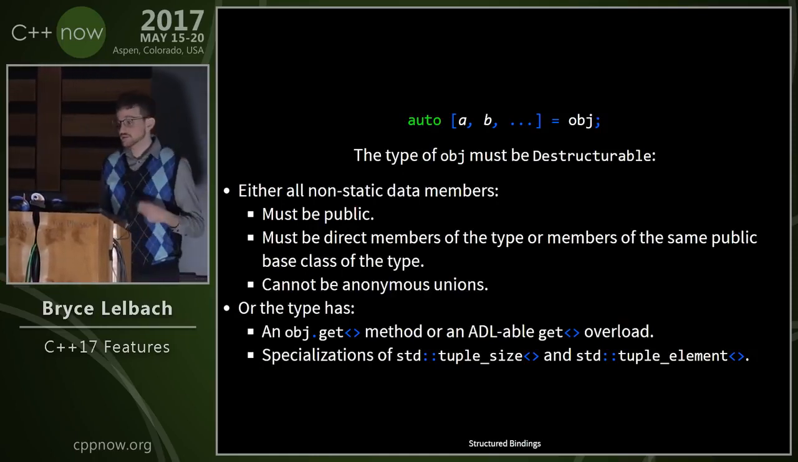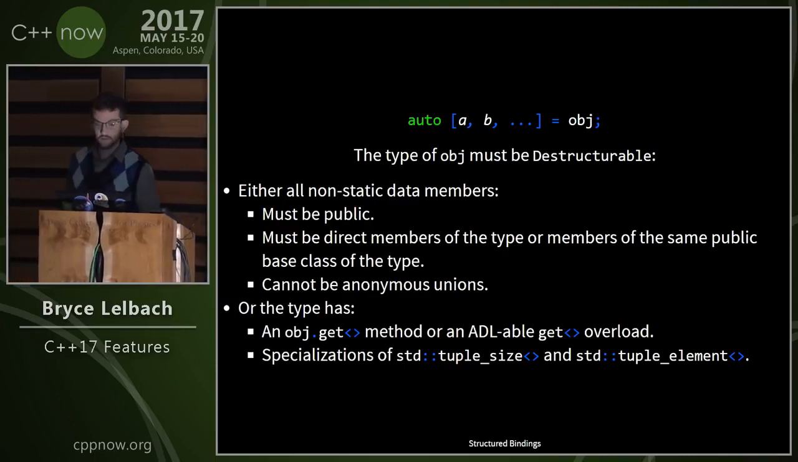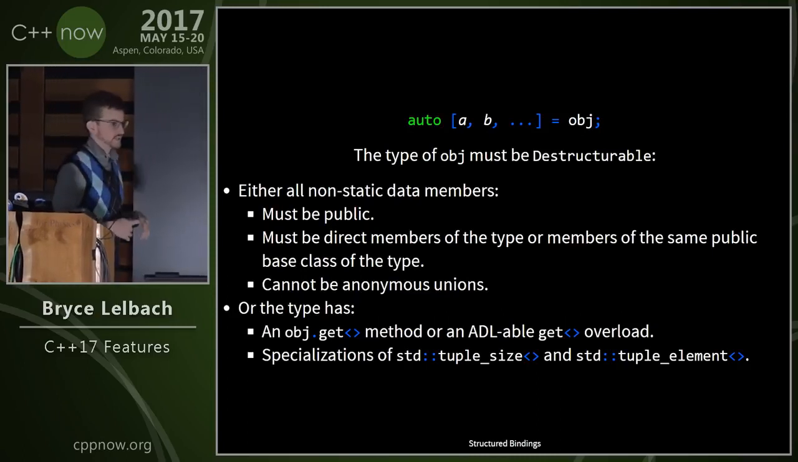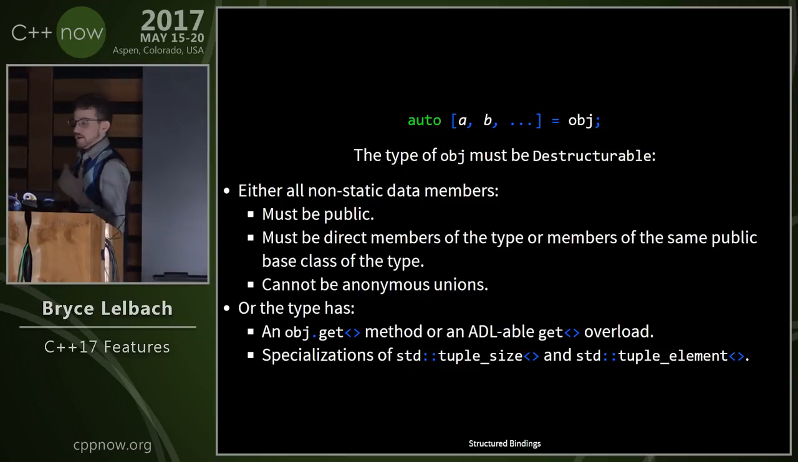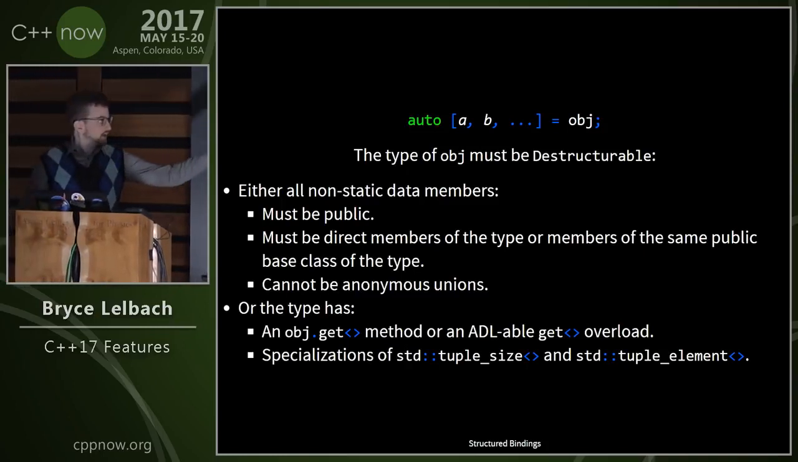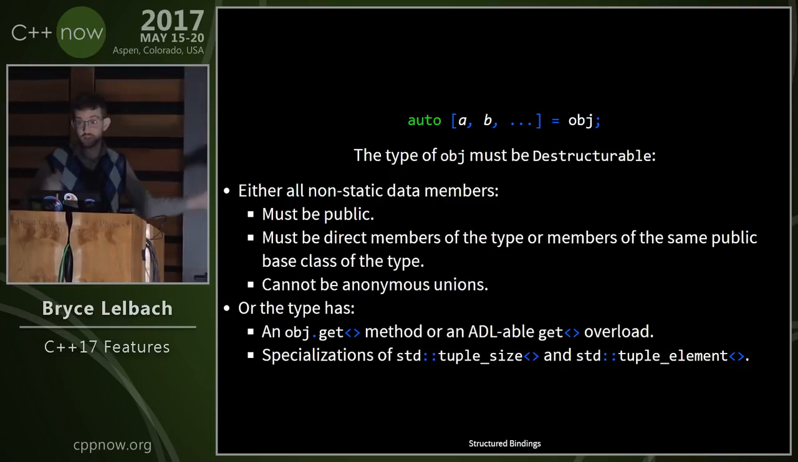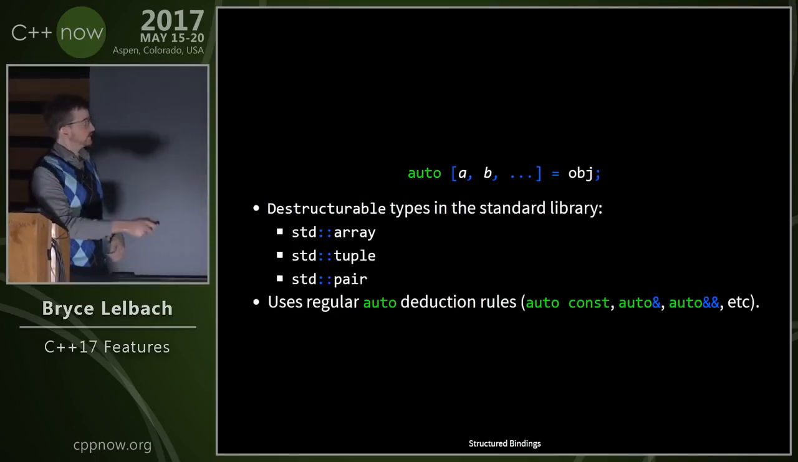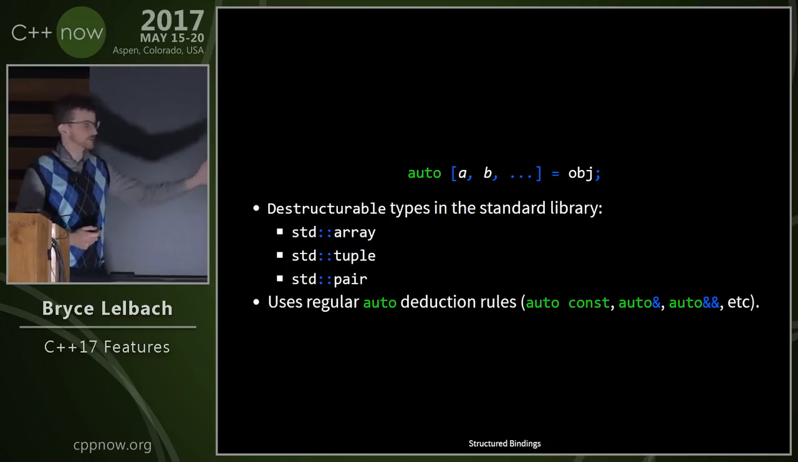So it either has to be all non-static data members that must be public, must be direct members of the type, or members of the same public base class of the type. They can't be unions. Or if you want to adapt some existing type, you can write specializations of these customization points to make pretty much any type work with structured bindings. So the destructurable types in the standard library, some of the more useful ones, are std::array, std::tuple, std::pair.